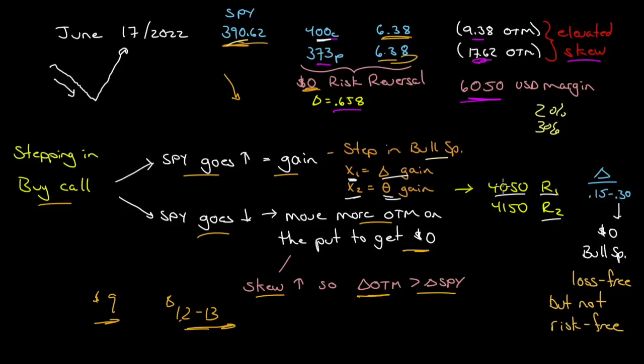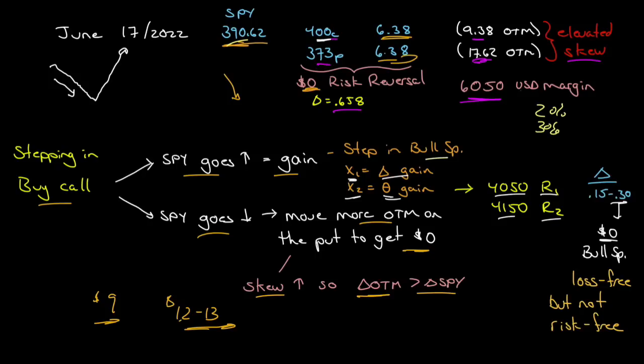You have 40.50, which would be your first one. You could sell a call at 40.50 on any rally, or if you're feeling really good, you can wait and sell the 41.50. You're targeting a delta anywhere from 0.15 to 0.3 on the second call. The closer you get to 0.3, the closer you'll get to a zero-cost bull spread, which means it costs you nothing for the bull spread.